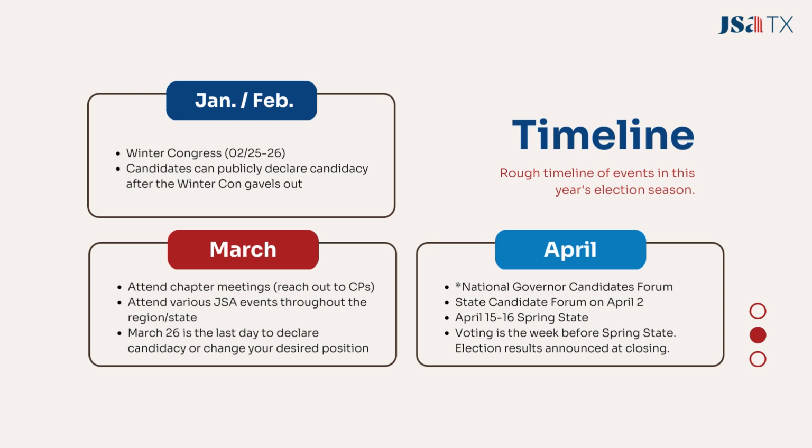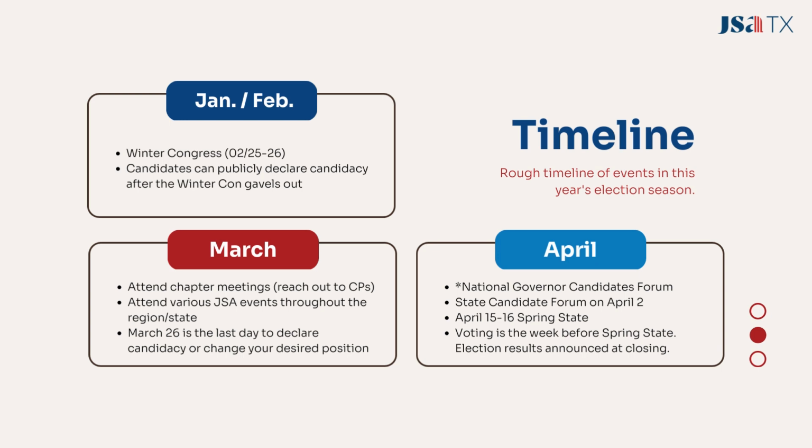All right, so this is a rough timeline of events in this year's election. At the end of the month, we have Winter Congress, and that is February 25th and 26th. And after WinterCon gavels out, candidates can publicly declare their candidacy. That means that they can finally post on social media, make their account public, and basically let all JSAers know that they are running for whatever position they're running for.